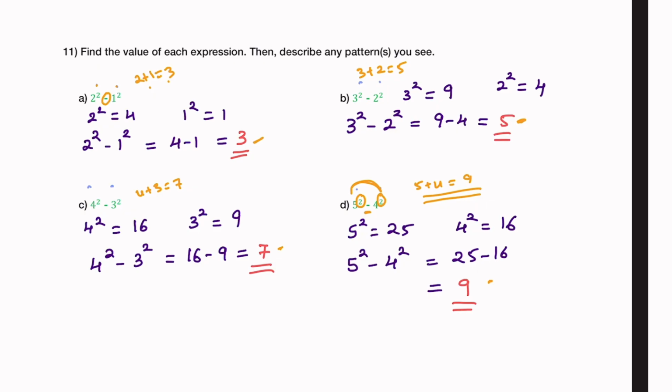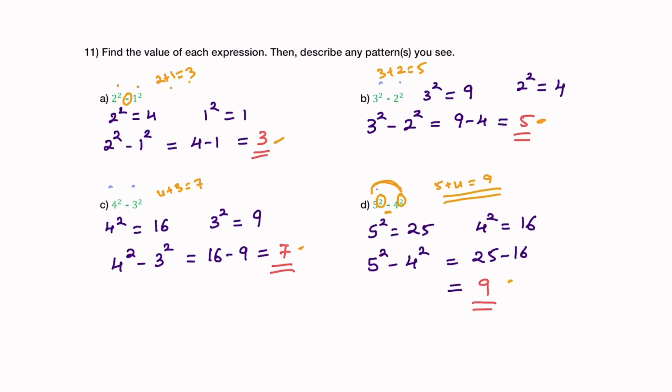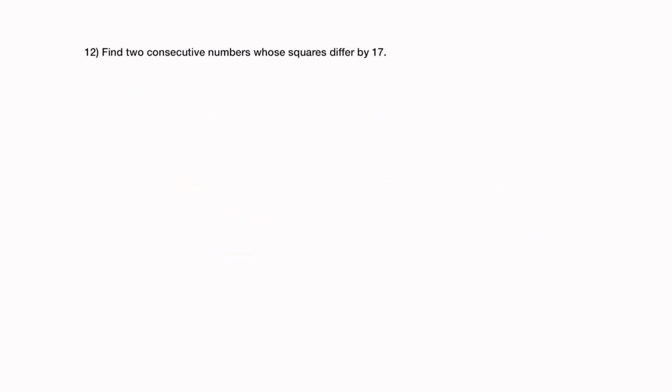Let's go to the next one. It says, find two consecutive numbers whose squares differ by 17. Now look at this previous question. What did we do here? What did we say? The difference of the squares of two consecutive numbers is equal to the sum of those two numbers, right? So here we got to find two consecutive numbers. When added, they give answer as 17. And what are these numbers? It's 9 plus 8, right? It's 17. So let's check whether the difference of the squares of these two numbers is 17 or not.